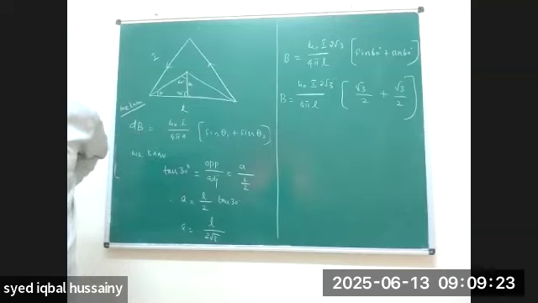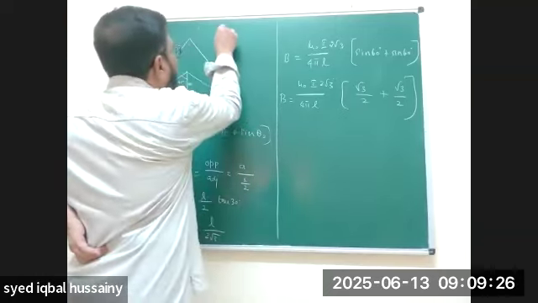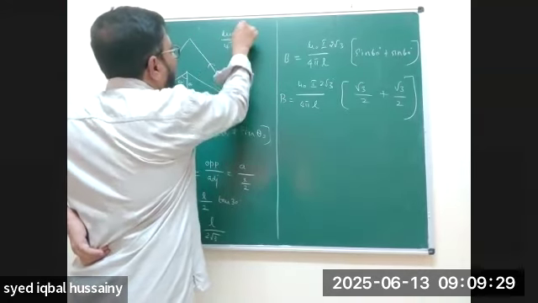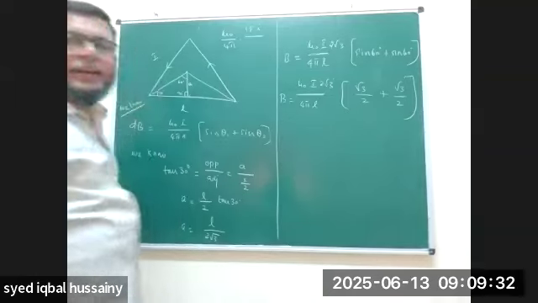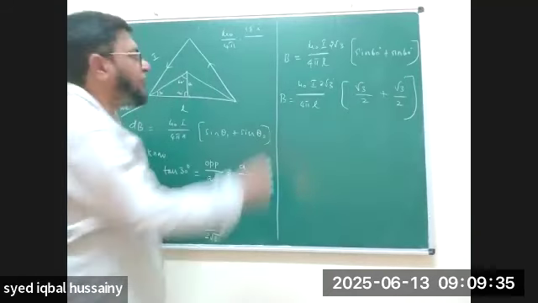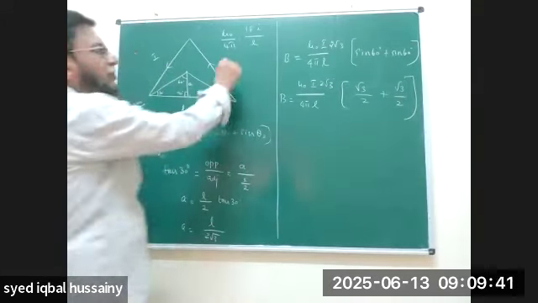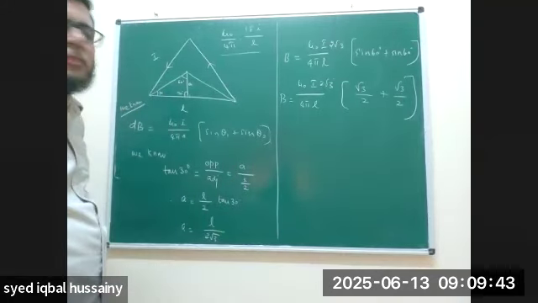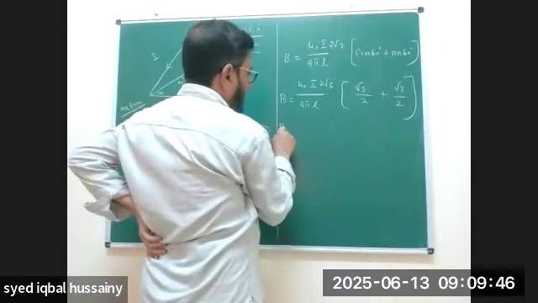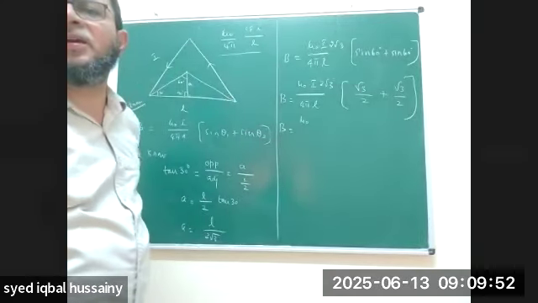Sir, 3 mu naught I root 3 by 2 pi. The answer comes to mu naught by 4 pi, 18 times the current, 18I divided by L. Are you getting this answer? This is the answer for the 3 mark question. Okay, I'll solve here. Sir, how is it 18? I don't know, that answer is given, you have to check.